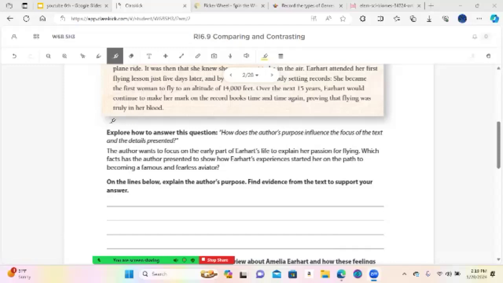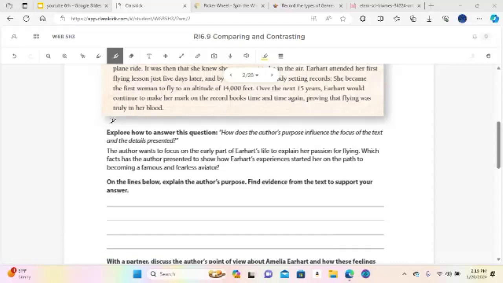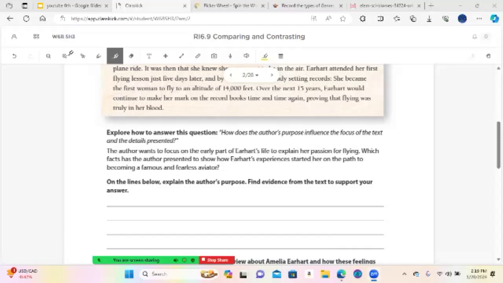So this is a biography. So the author's purpose is to inform. She wants the reader to learn more about Amelia Earhart. The author wants to explain how and why Earhart learned to love flying. So let us go and record our response.